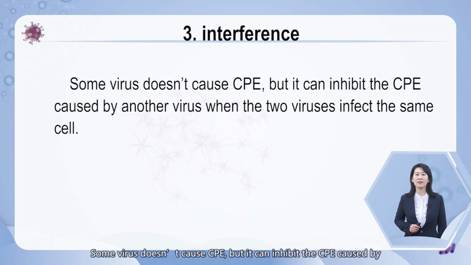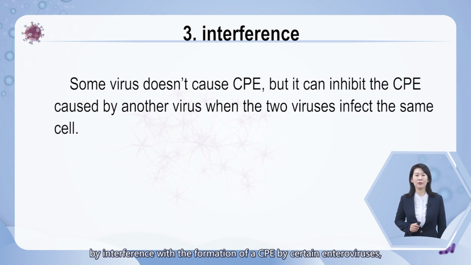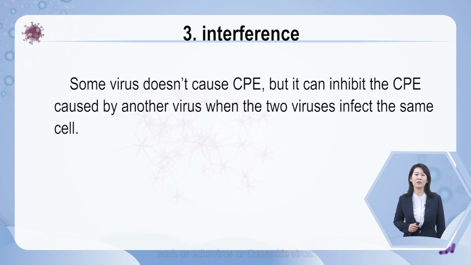Some viruses don't cause CPE, but they can inhibit the CPE caused by another virus when the two viruses infect the same cell. For example, rubella virus, which does not cause a CPE, can be detected by interference with the formation of a CPE by certain enteroviruses, such as echovirus or Coxsackie virus.